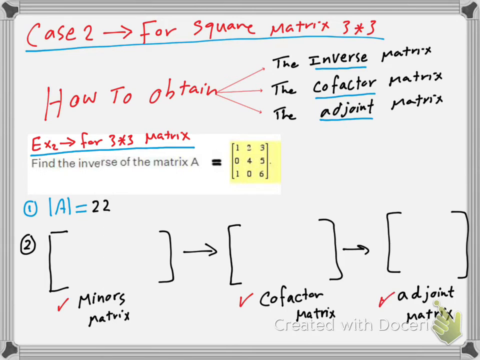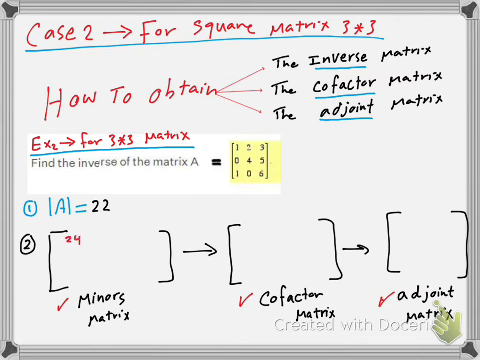To compute the minors matrix, I should go to each element and compute its minor. How to do that? I go to the first number, which is 1, remove the row and then the column, and make cross multiplication: 4 multiplied by 6 is 24, minus 5 multiplied by 0, which is 0. Then the answer is 24, so in the place of 1, I put 24.